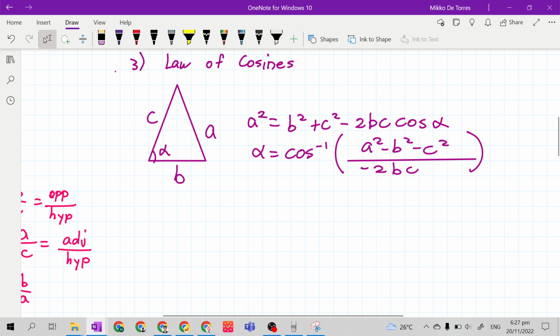So alpha, or phi here, is equal to the inverse cosine of the opposite side squared minus b squared minus c squared, all over negative 2bc.